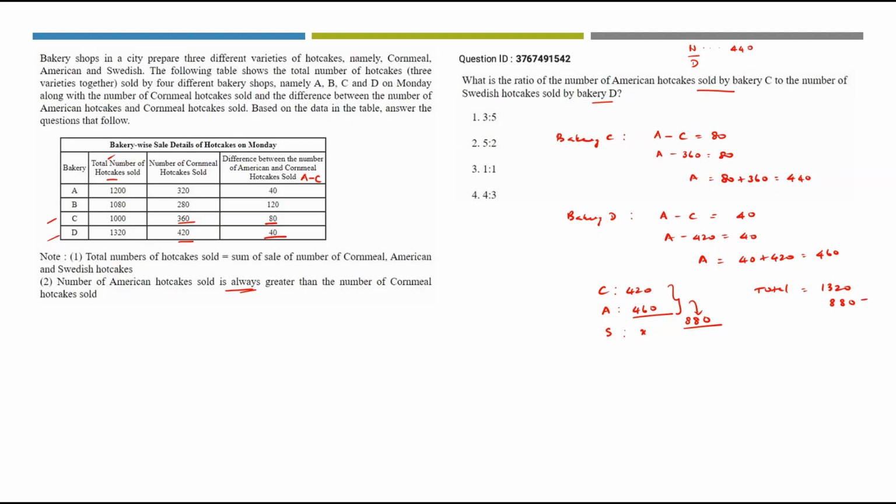Now if we subtract 880 from the total count, we will get the Swedish hotcake count. 0 minus 0 is 0, 12 minus 8 is 4. So we have 440 Swedish hotcakes sold by bakery D. So the denominator value will also be 440. How can you represent this in the form of ratio? 440 is to 440. This will be equivalent to 1:1. Option number 3 will be the right answer.